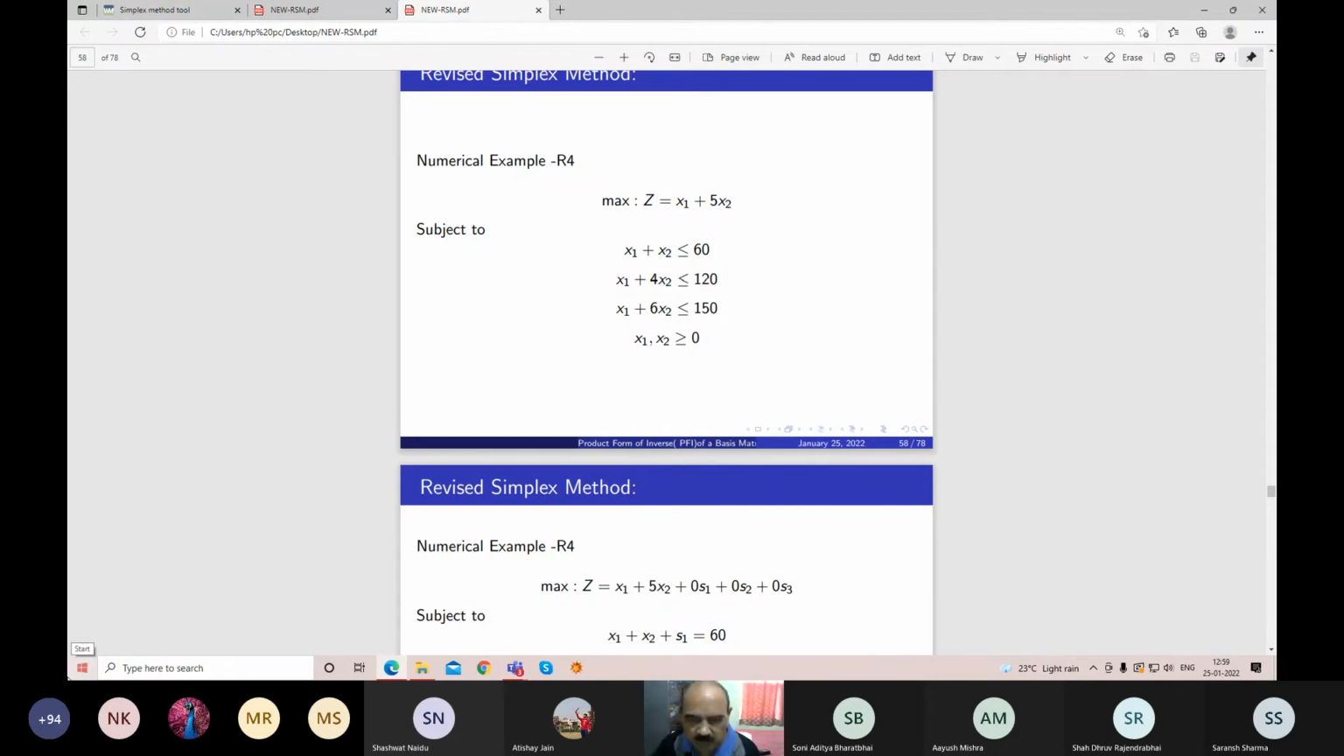The test is objective type, and you have to write the numerical answer. Please note down this problem. That is a 2 variable problem, but our basis matrix will be 3 by 3. Don't solve it using the graphical method. You solve it by the revised simplex method. Is it all right?